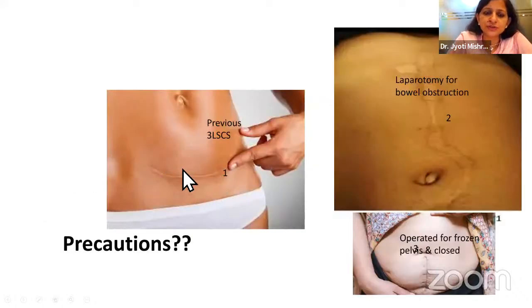So my first question is to Dr. Sudha Tandon, the senior most person here. These are three kinds of patients. The first patient had previous 3 cesareans. The second, laparotomy for bowel obstruction, and the third is operated for frozen pelvis, and she was closed. Let's stick to case number 1 with Dr. Sudha. What would be your preparation and counseling for this patient with previous 3 cesareans?